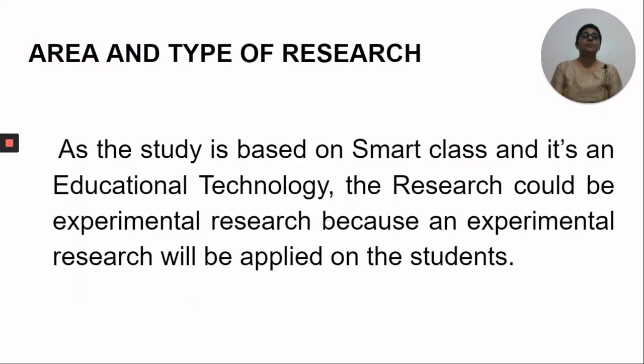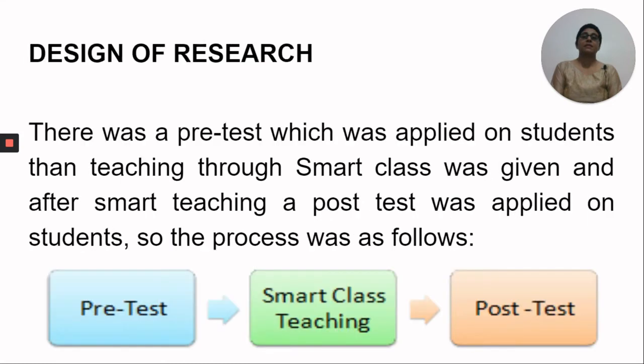The area and type of the research. As the study is based on smart class and it's an educational technology, the research is experimental research because an experiment will be applied on the students. Design of research. There was a pre-test which was applied on students. Then teaching through smart class was given, and after smart class teaching, a post-test was applied on students.